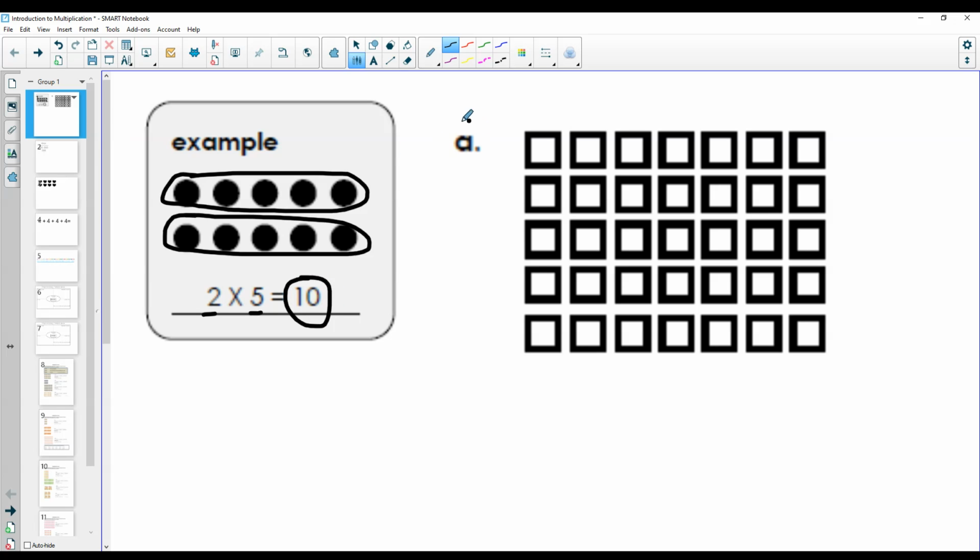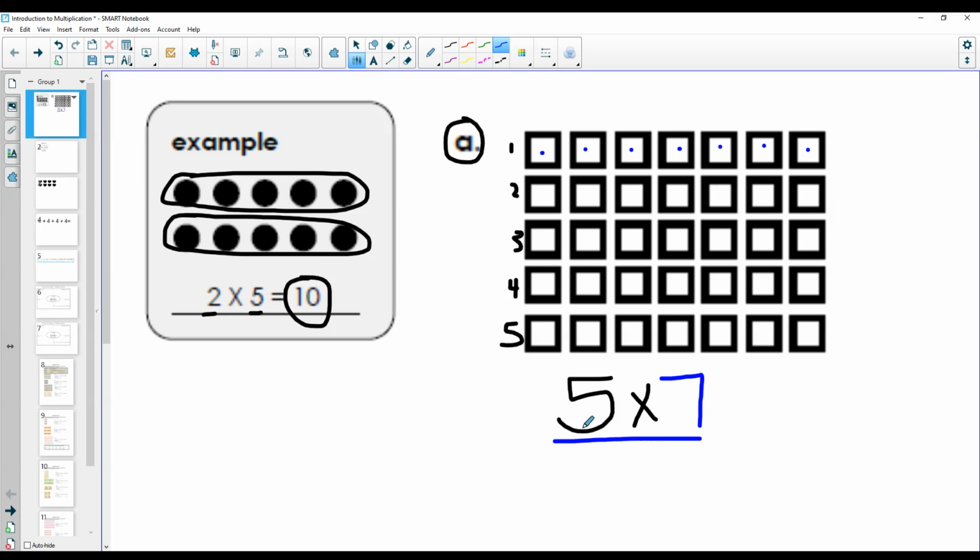Let's look over here at this example A, and let's see what we have. We have 1, 2, 3, 4, 5 groups. All right, 5 groups of, how many are in each group? Well, let's see. 1, 2, 3, 4, 5, 6, 7. We have 5 groups of 7. So that shows the multiplication problem 5 times 7, because we're going to count by 5s 7 times.